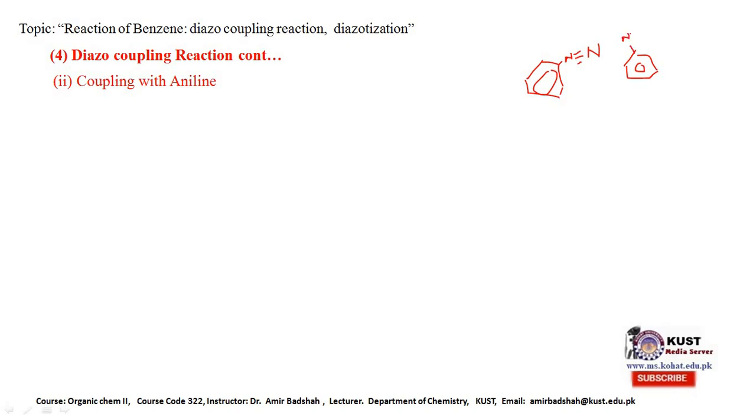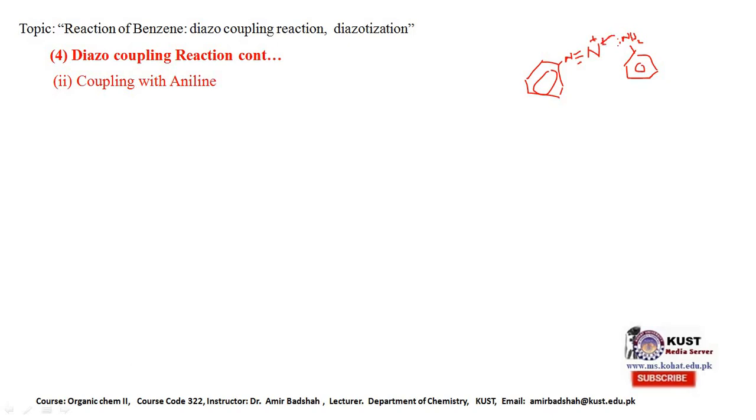One is it reacts with the diazonium salt at this nitrogen. Here the positive charge is present, and here the number of electrons is more in the form of a lone pair of electrons, so it can react at this position.